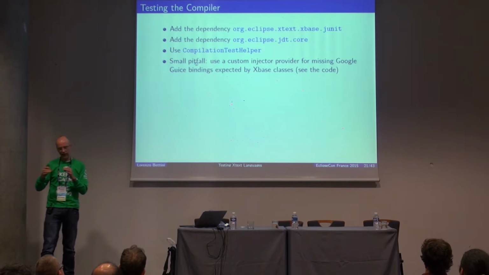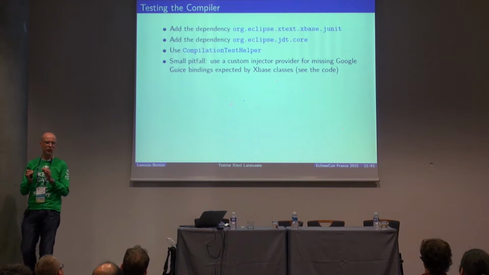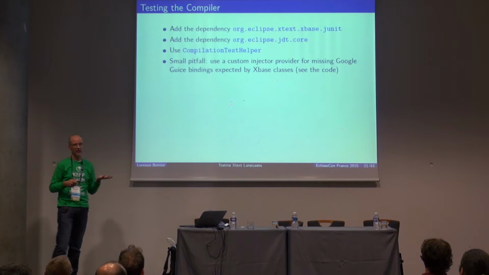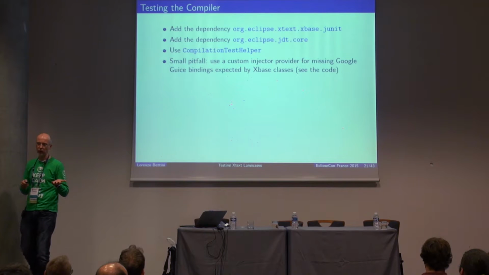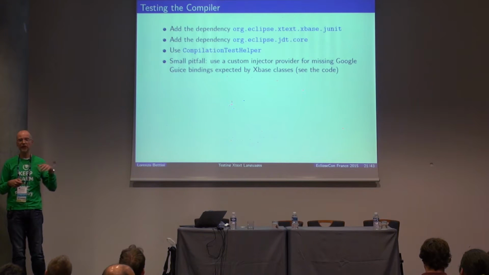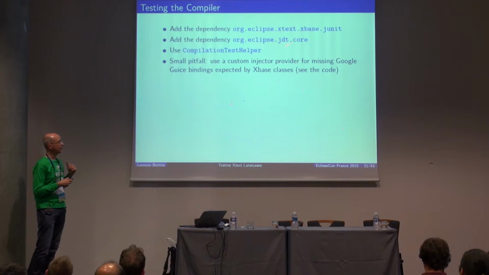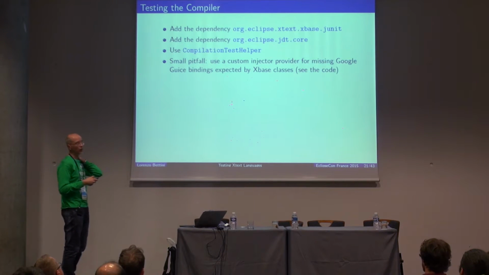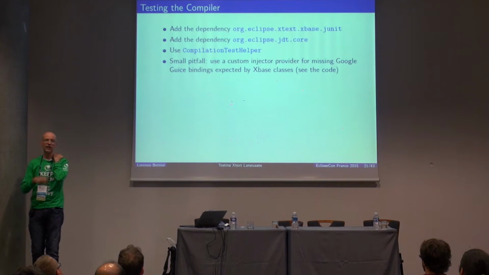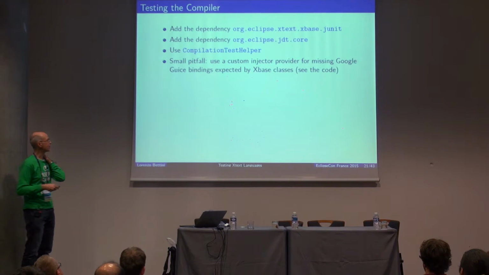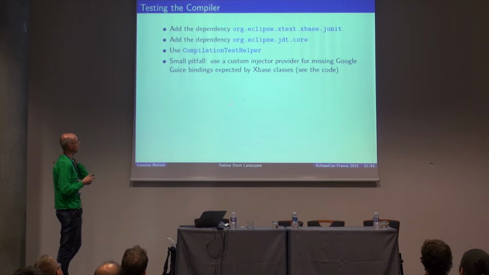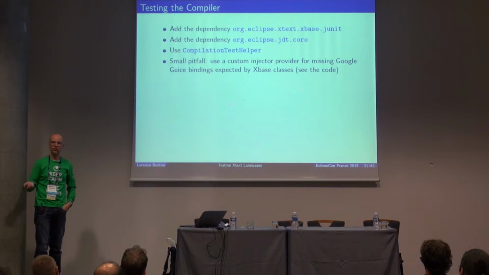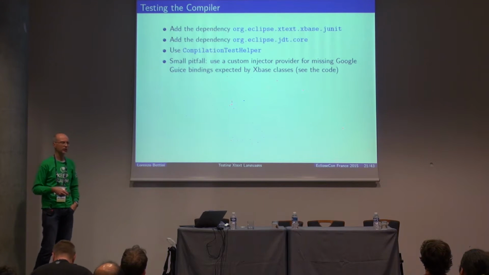Here, there are a few more setup steps to do. First of all, this is implemented in the Xbase JUnit testing framework. I'm not going to use Xbase, but I need to add these dependencies to my testing plugin project. I'm also using JDT core because we will use the JDT compiler in the tests, and we will use this compilation test helper, which is a really useful class to perform tests about generated code.